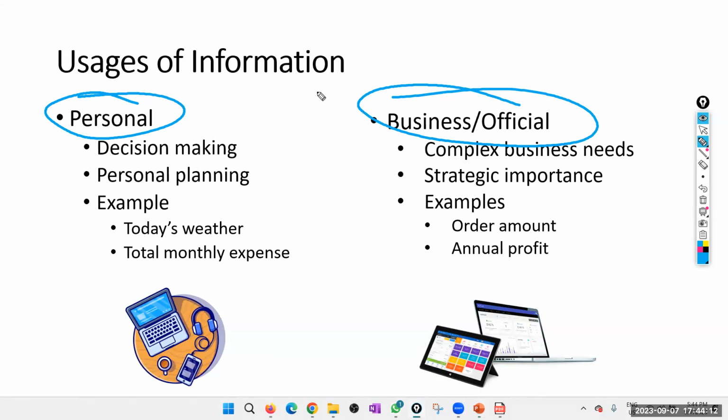For example, when you get up, you will see what the time is. That time is data. You don't process anything, but that data itself can be used to make a decision. Should I get up or not? Or you will look at what date is today.